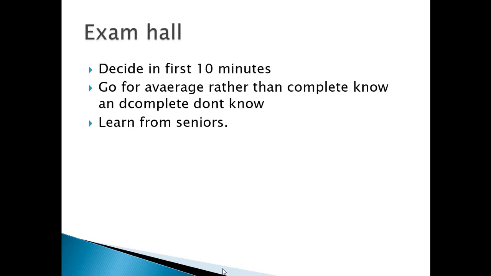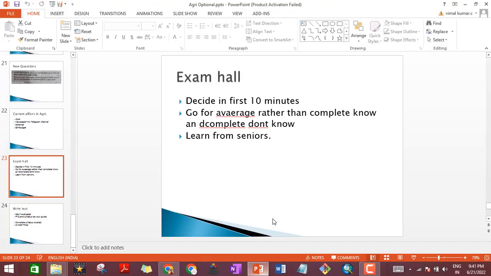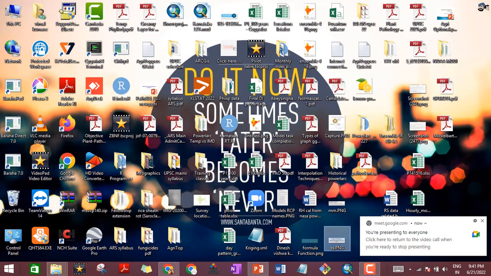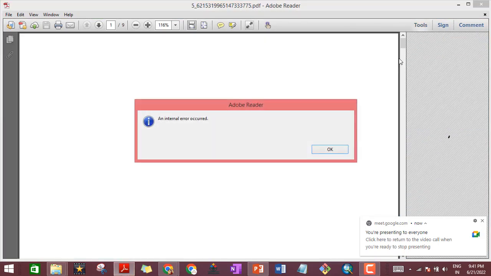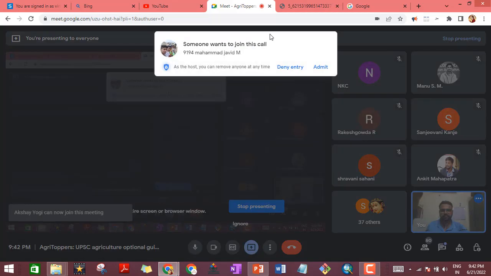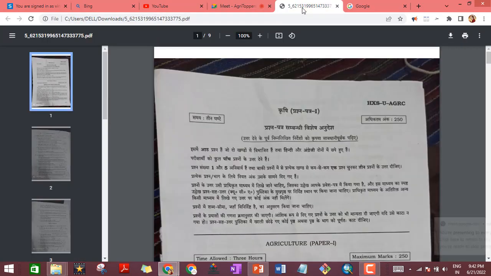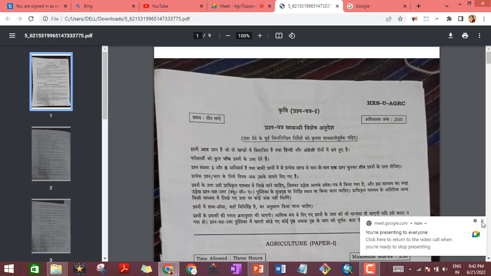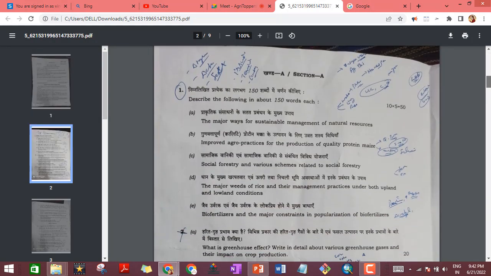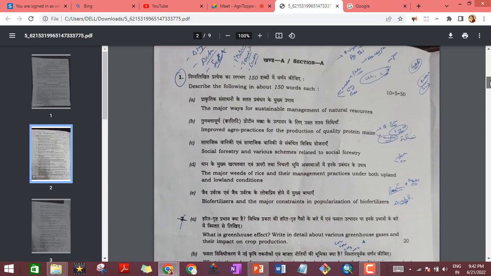And also in the exam hall, I will tell you this after one PPT. I will just show you. So you can see this is this year's 2021 question paper. This is my own paper, so I have made some marks and all. That's all.